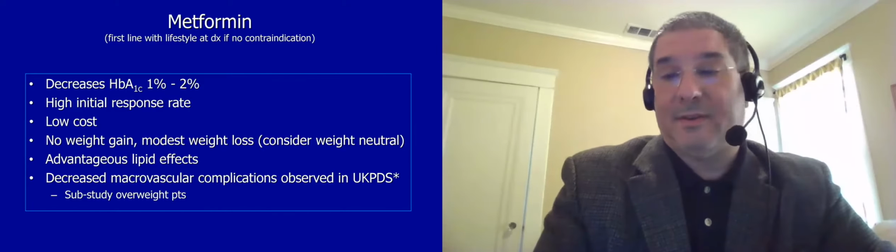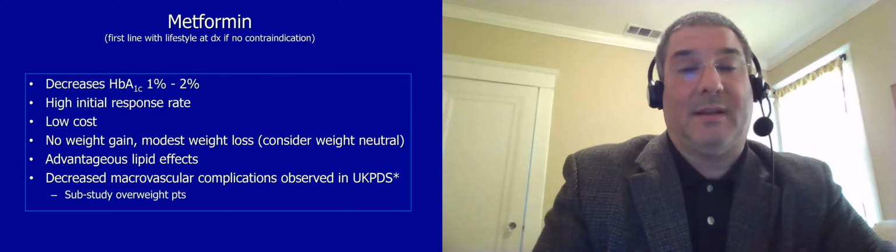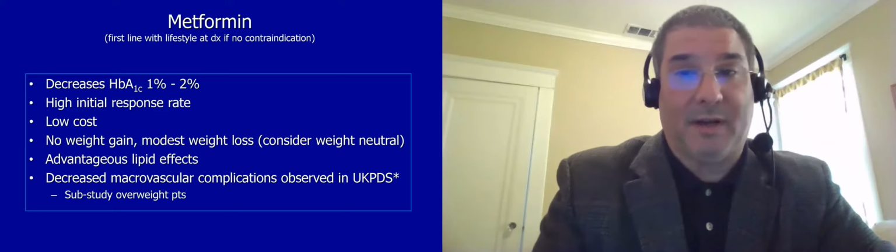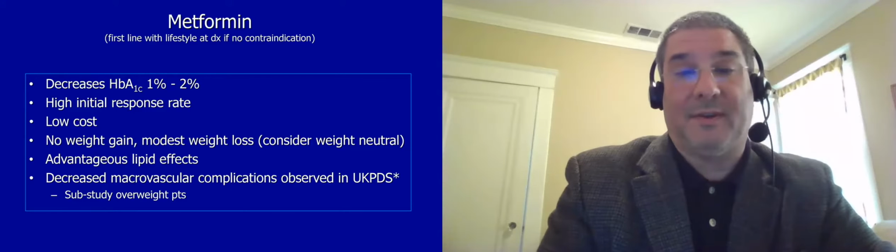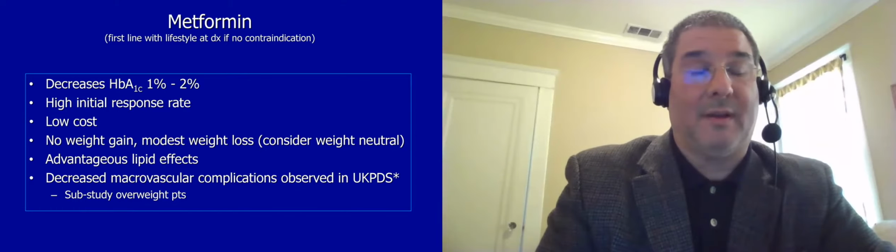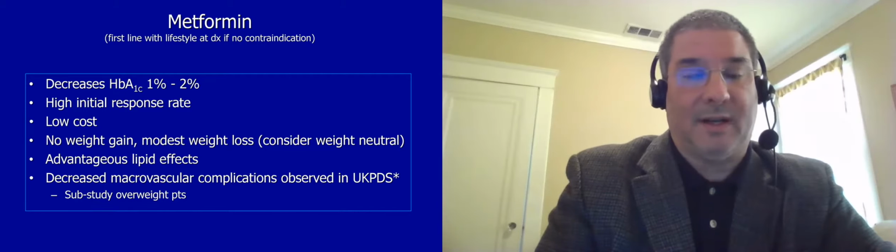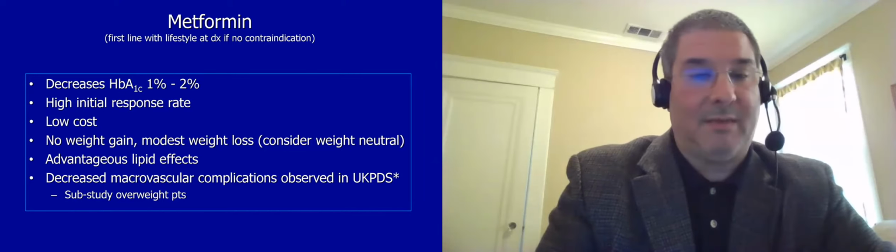So metformin, this is still considered first-line therapy. The guidelines recommend that we start it at diagnosis with lifestyle modification rather than giving lifestyle modification a 6-month chance as it previously had been. We want everyone to work on diet and exercise, and it's wonderful if they're successful, but it's hard to do. And we know that if we start pharmacotherapy up front with diet and exercise, we'll be more successful. It'll lower the A1C a percentage or more. It's got a good response rate. It's cheap. I'd consider it weight neutral. It has some lipid effects, and metformin was shown in the UKPDS trial to have some macrovascular benefit. It showed reduction in MI in a sub-study of patients in the UKPDS who were overweight.